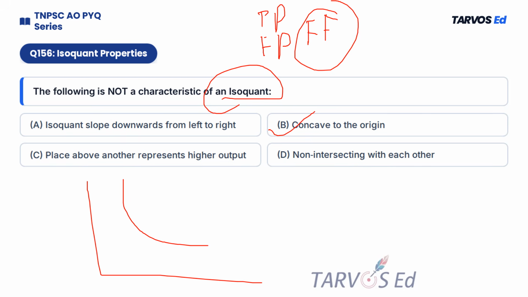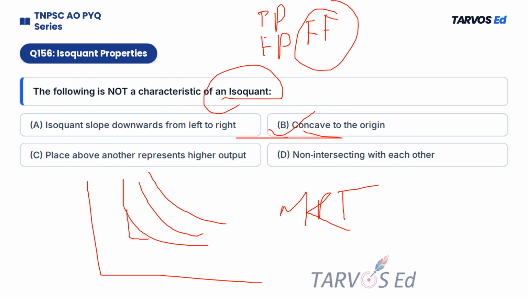Isoquant will always be convex to the origin. It is not concave to the origin. It will always be convex to the origin, and it will slope from left to right. If you place more isoquants, we call it an isoquant map. The isoquant away from the origin, the higher isoquant, represents the higher output, and they never intersect each other. One more important point is that the slope of isoquant is the marginal rate of technical substitution, MRTS. MRTS will be the slope of isoquant.